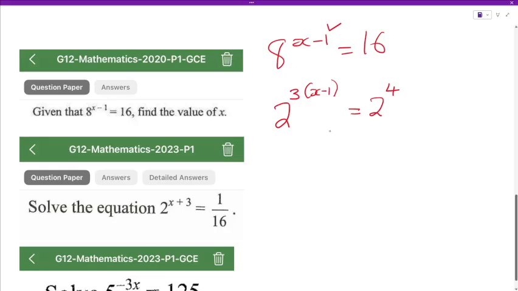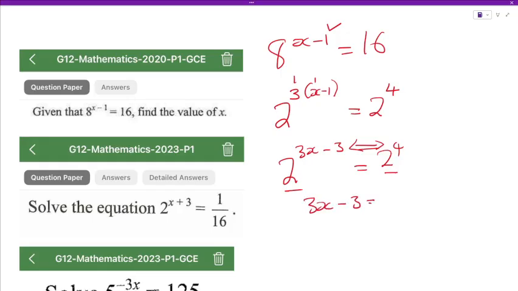Okay, so now we need to expand on the left side. So we're going to say 3 times x is 3x. Again, 3 times negative 1, that is negative 3. And then we say equals 2 to the power 4. The bases are the same. We have achieved this. So now we equate the powers like that. So meaning we're going to say 3x minus 3 is equal to what? 4. Then you solve for x.